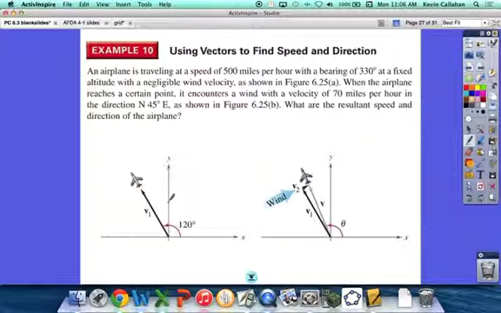So understand, the airplane is traveling at 500 miles per hour and has a bearing of 330 degrees. They've shown it in this picture here. If it's 330 around to here, then what is this angle here?